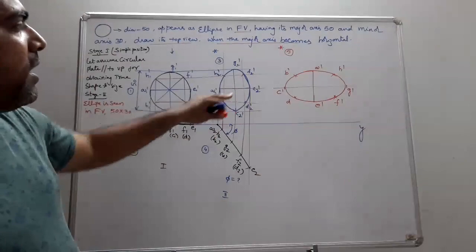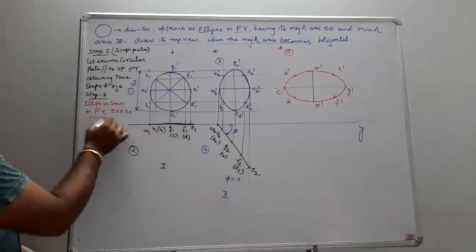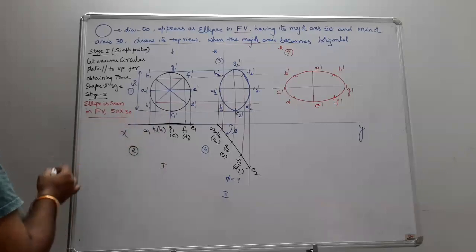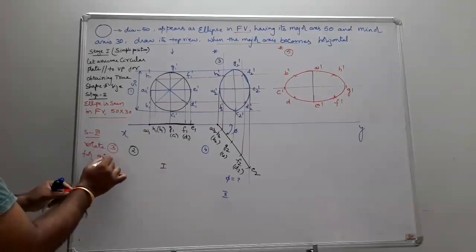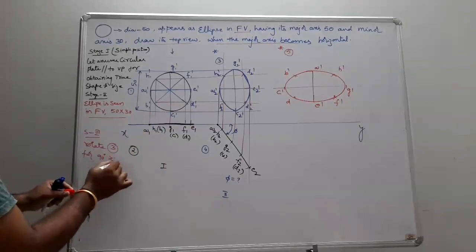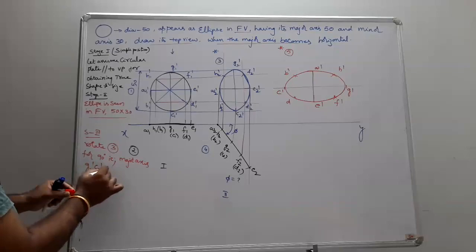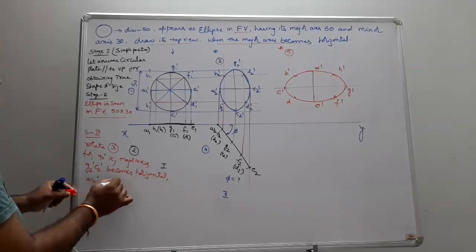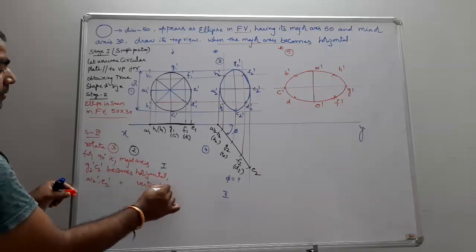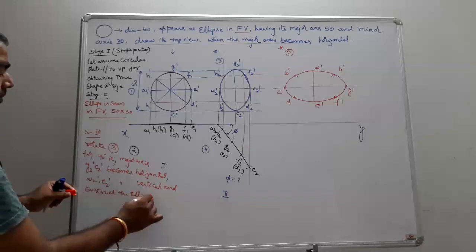Stage 2, what did I do in stage 2? The ellipse is seen in front view, so construct stage 2 by front view, 50 by 30. Next, stage 3 is to rotate. Step 3, rotate by 90 degrees, so that the major axis G2 dash C2 dash becomes horizontal, and A2 dash, E2 dash becomes vertical, and construct the ellipse.